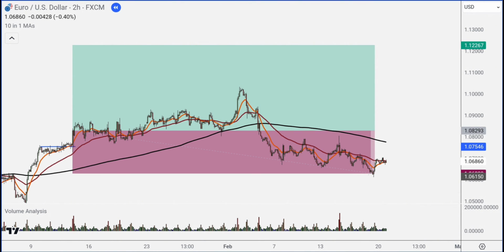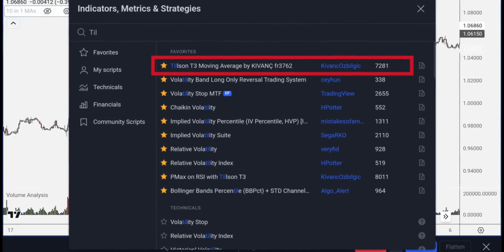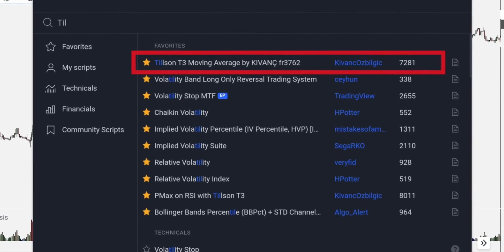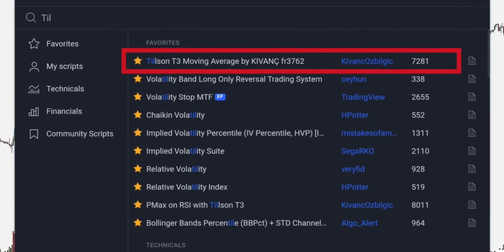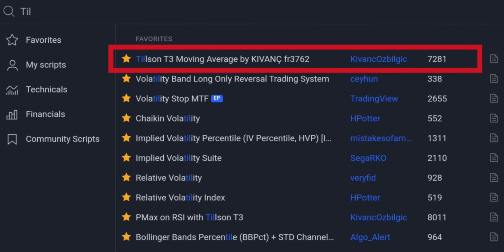As you can see, it's never guaranteed that every trade in the stock market will end in profit. Now, let's add another important and popular moving average indicator, the Tillson T3 indicator, to our chart. This indicator, created by Tillson and made more effective by Kivanc Ozbilgic, is believed to be more sensitive than traditional moving average indicators.